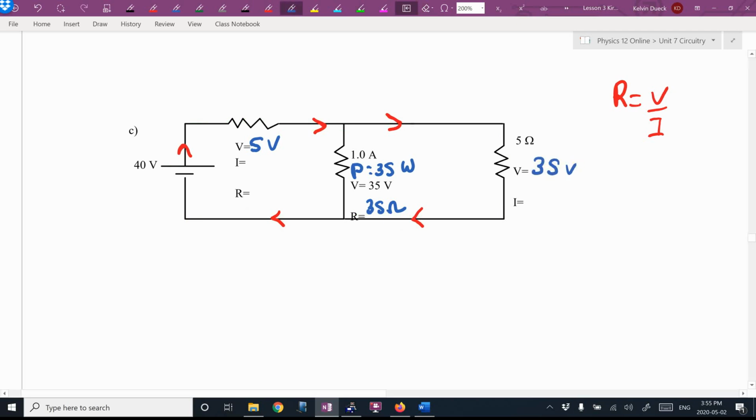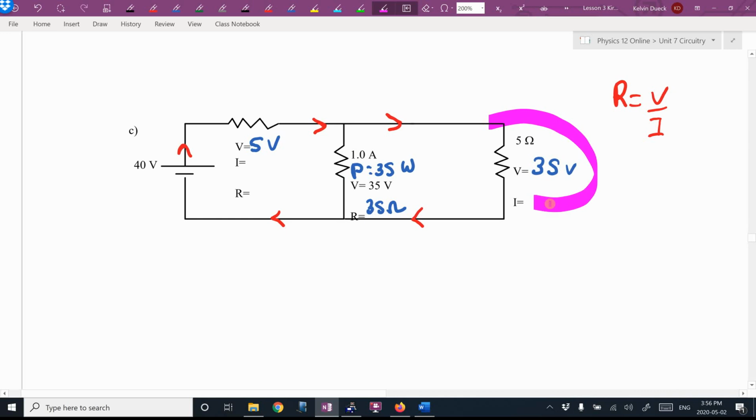35 volts. Now, the other thing you could have said is, you could have said, Mr. Dueck, since we started here, split up, and met up, this hill right here and this hill right here have to have the same voltage. So you could have filled that 35 in right away. And I'll be honest, that's what I would have done. But you pick up on these things as you get good.